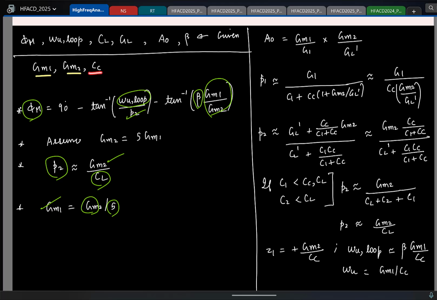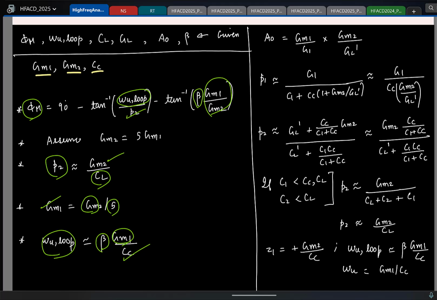Lastly, I just have to find the compensation capacitance value. What can I do for finding that? Yeah, I have been given omega u loop, that is beta times GM1 by CC. So let me write that. I know omega u loop. So again, this is approximately beta times GM1 by CC. I know beta and GM1, so I can find CC. So this is also done. Right.